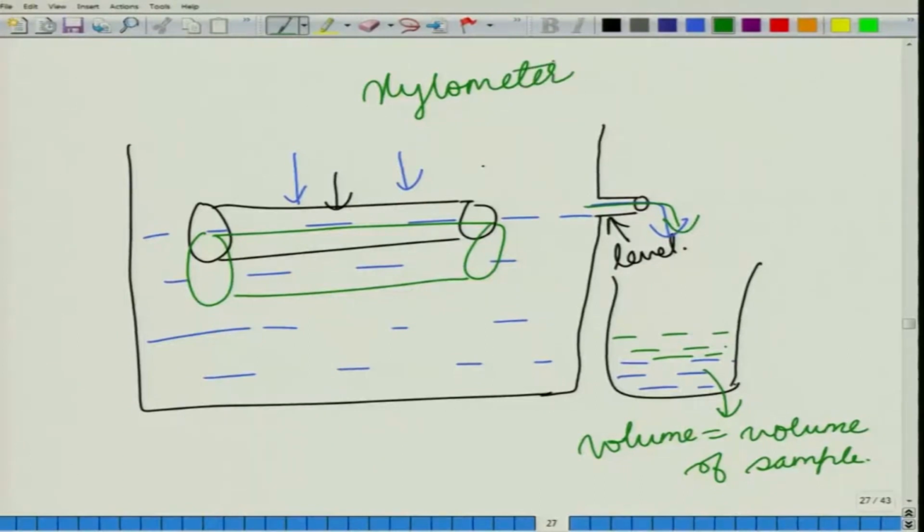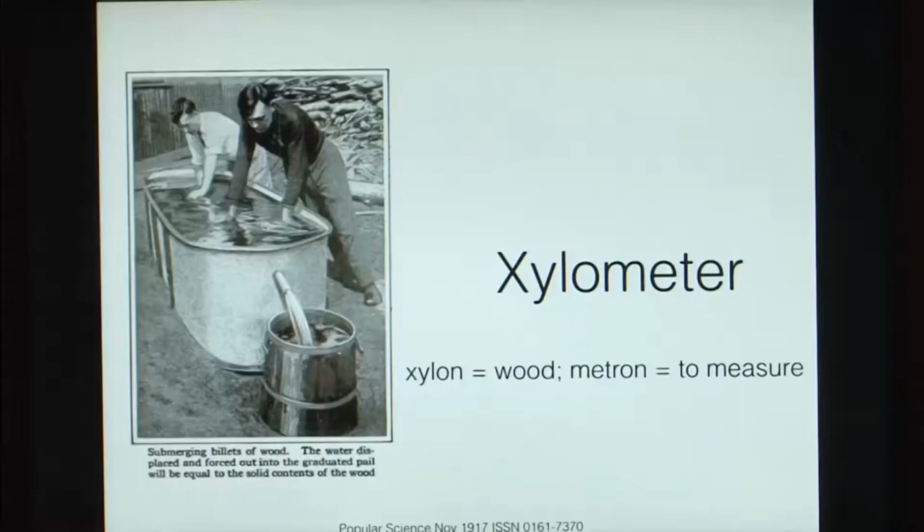Now, coming back to the slides, if you look at the reference here, it says Popular Science, November 1917. So, this is a picture from the World War I era, and this is a very old method of calculating the measurements of wood, both its weight and its volume, both can be computed using a xylometer.